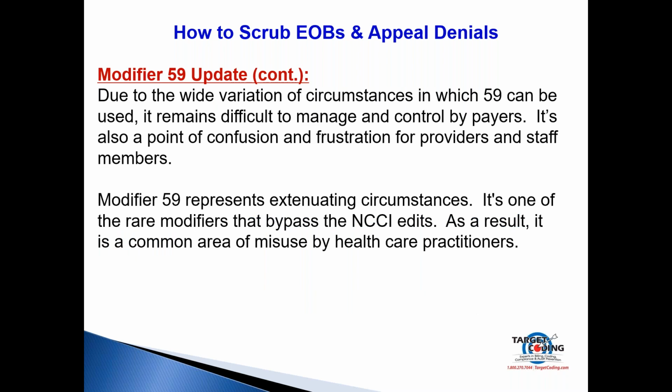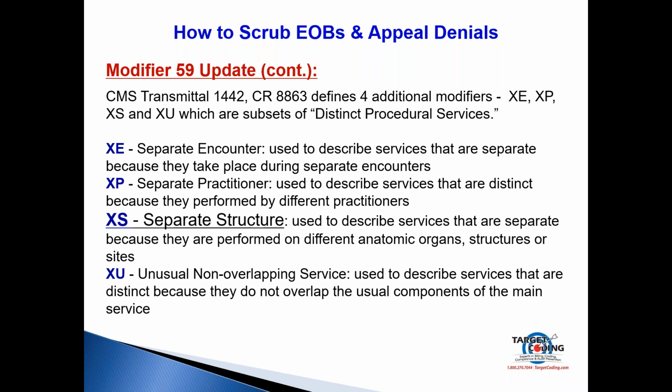So 59 has become a big deal because so many doctors use it incorrectly. It's one of those rare modifiers that bypass the CCI edits. So a lot of people use it incorrectly. That's why the XS modifier for some plans is now replacing the 59.